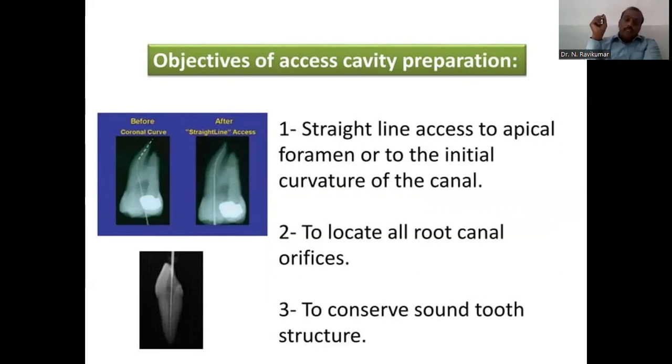The second one is locating the root canal orifices. Most of the time, the orifice of the canal is in the pulpal floor and at the line angles of the walls. I will show the pictures. Then the third one is conserving the tooth structure.